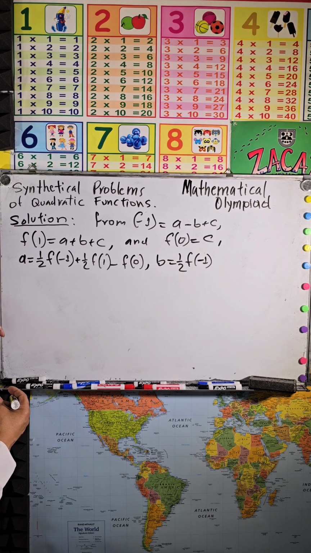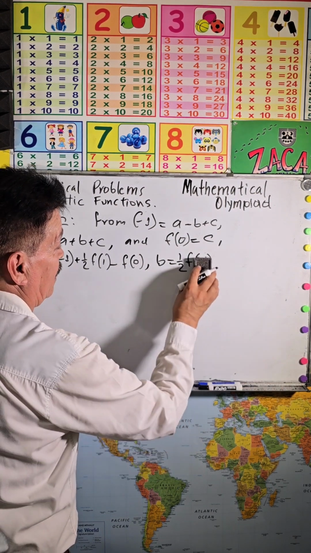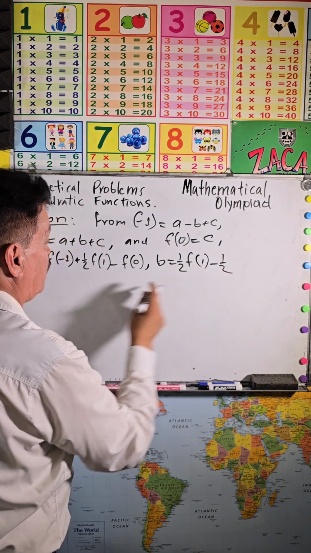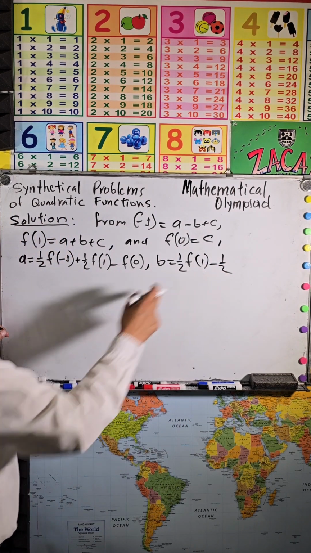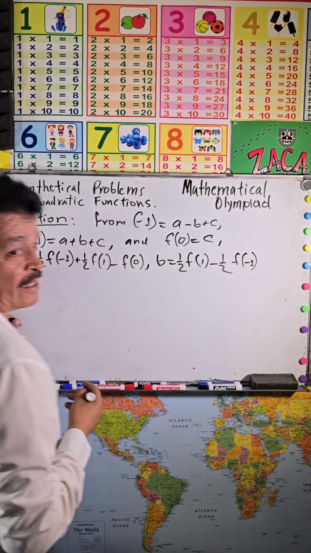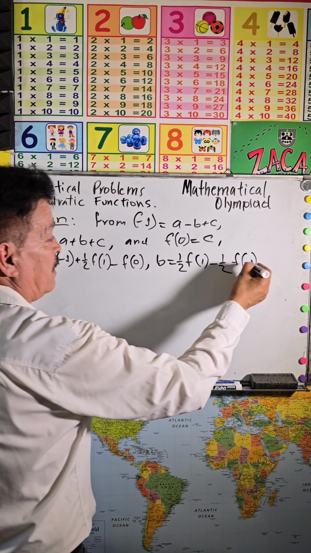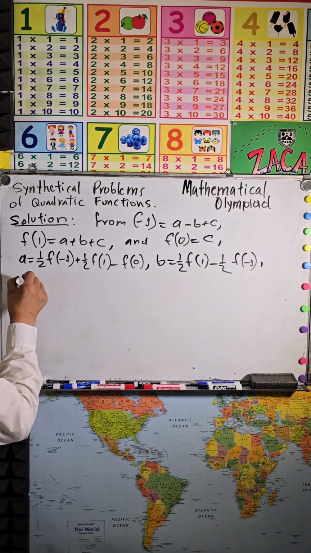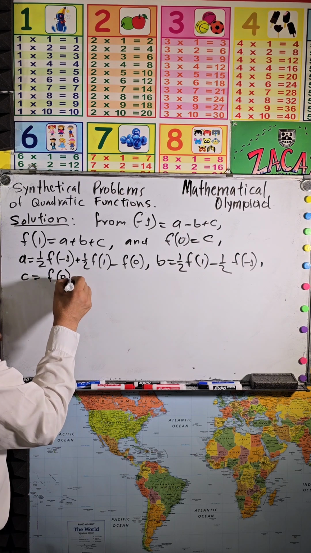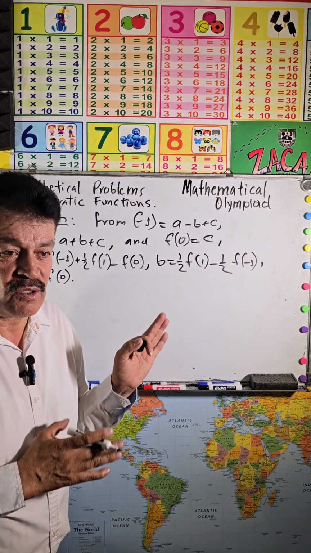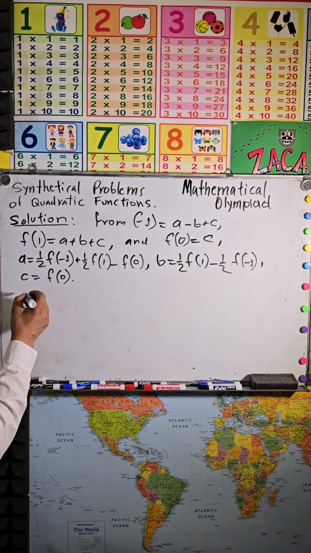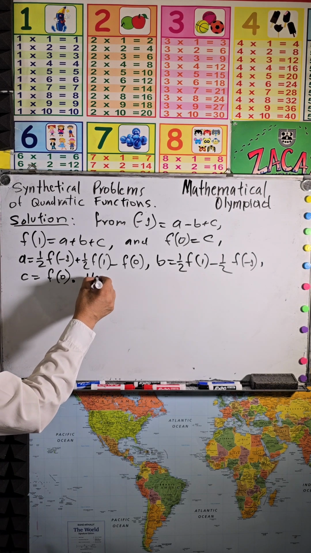B is 1, no, it's a different way. So b, look at the problem, it's 1 minus 1/2. Now it's positive here, and this minus 1/2 f of negative 1. Yeah, like this, and then we have c. What is c? C equals f of 0. All right, so like that. So with this, from here we have some process.